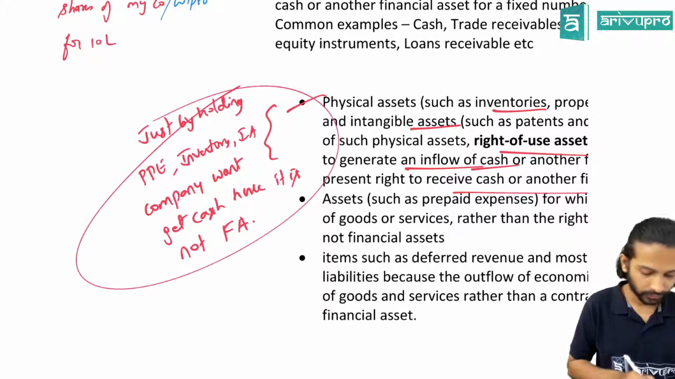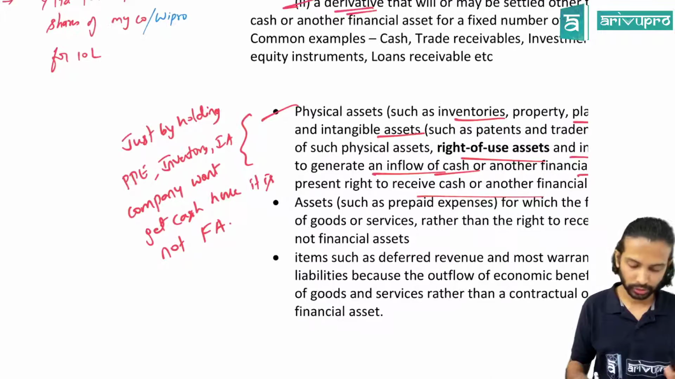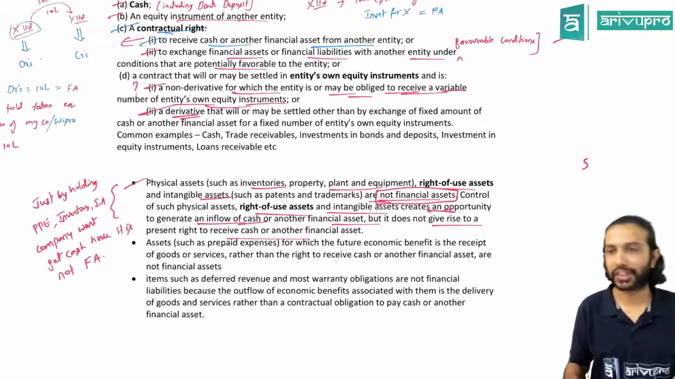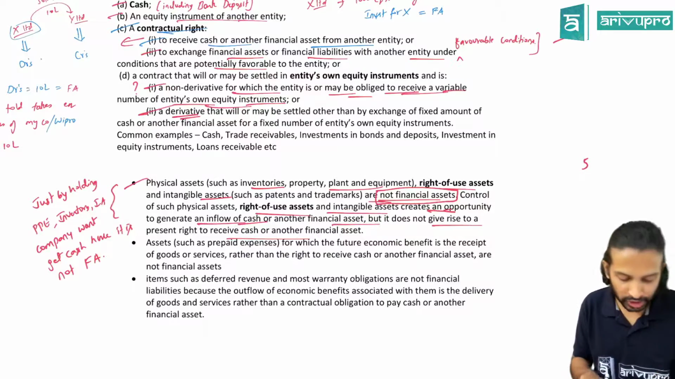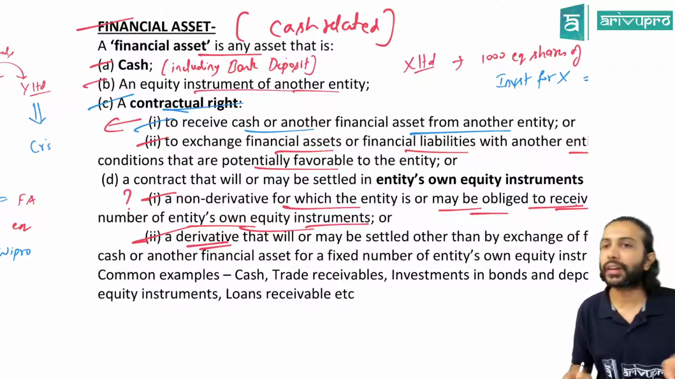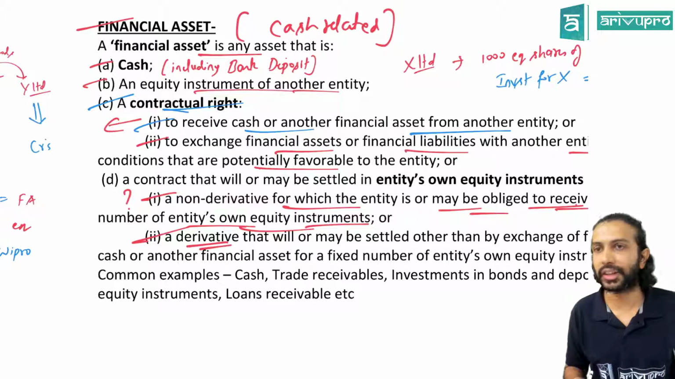Okay, now, are we clear with this? So you remember why we didn't take that example which you gave for exchange? Because they are not financial assets. Fair enough. This point covered only what? Only if you exchange financial asset or financial liability under favorable conditions, it is a financial asset.